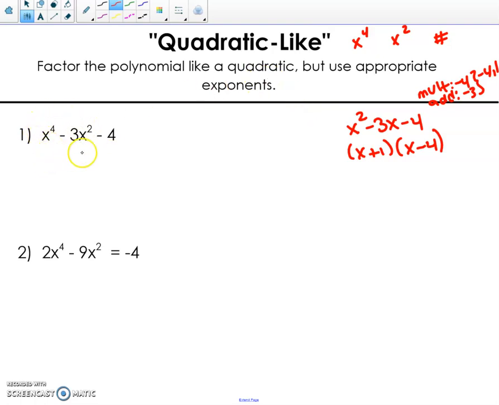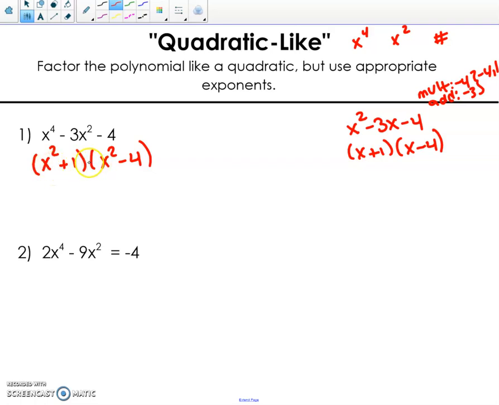When you're factoring quadratic like, the only difference is that instead of x, we have to use x squared. So instead of x plus 1, x minus 4, we're going to have x squared plus 1 and x squared minus 4. If I were to FOIL this back, I get my original equation. So we're factoring it the same way, we're just using x squared instead of x.